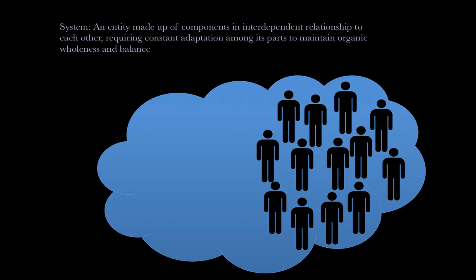So, like I said, this is the systems perspective, and it looks at groups as systems. That they are entities made up of various components in interdependent relationships to each other. They require constant adaptation among its parts or its members to maintain what we call organic wholeness and balance. And really that just means success.